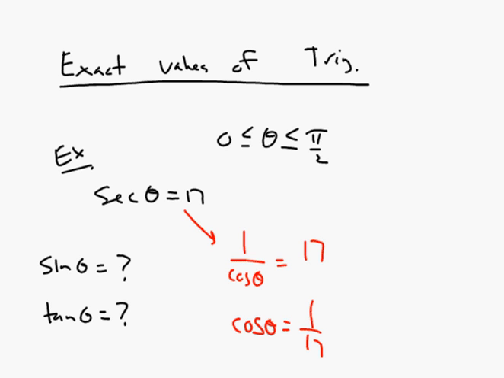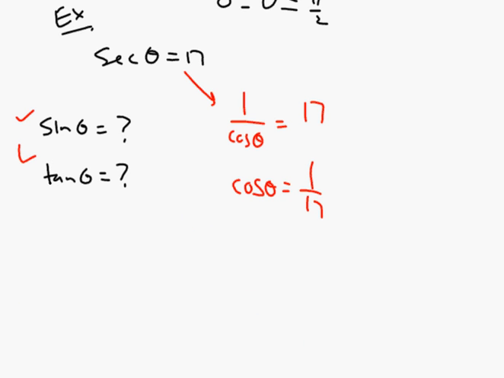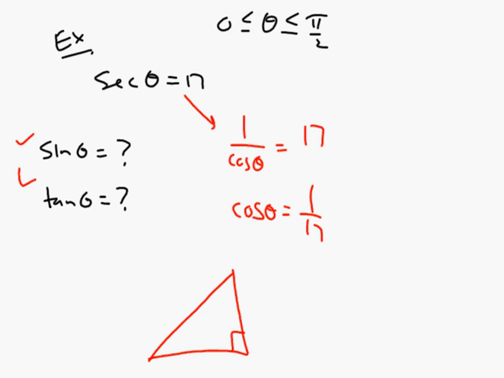All right. So I need to find these things over here. Let's draw a triangle. We know we can do that because the angle theta is between 0 and pi over 2. And so if I put theta in this corner, that would be okay. That's a legitimate triangle. The angle's not too big, right? And we know the cosine of theta is 1/17. Well, cosine is adjacent over hypotenuse. So this is 1, and that's 17.